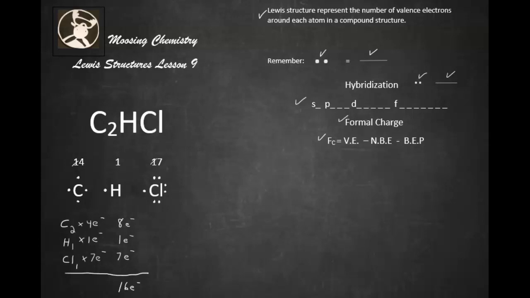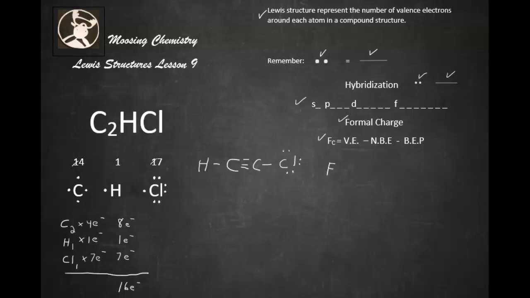Let's draw the structure and see how it works. We have 2 carbons, so we're going to put them side by side, and we're going to put a chlorine on one end and a hydrogen on the other end. Let's make our initial connections. There's 2, 4, 6, and then we have 8, 10, 12, 14, 16 electrons.